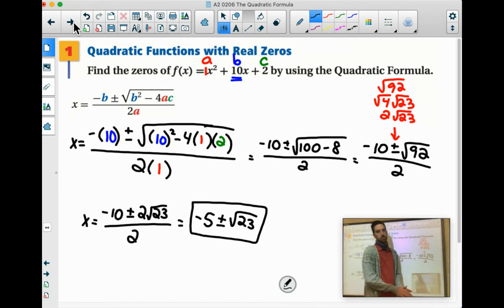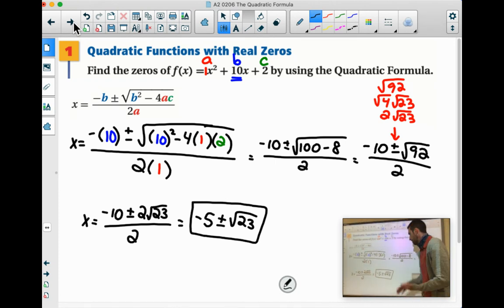Now if it said round to the nearest hundredth or something, you could get the decimal version of that. But come on. We're too cool for that. We're going to leave it negative 5 plus or minus root 23. You could even list it separately. Negative 5 plus root 23, negative 5 minus root 23. But why write it twice when this is just as nice?